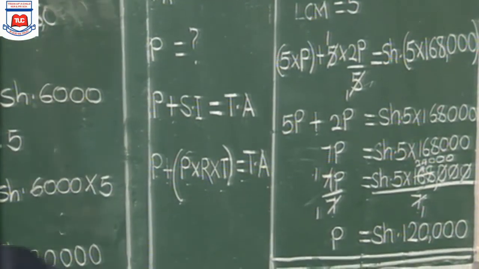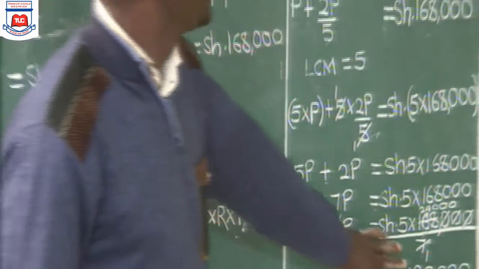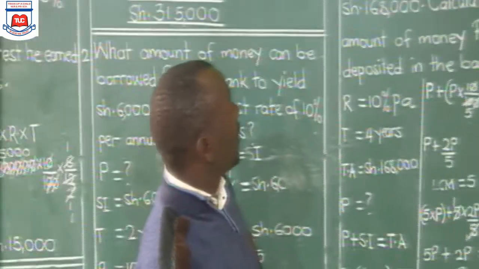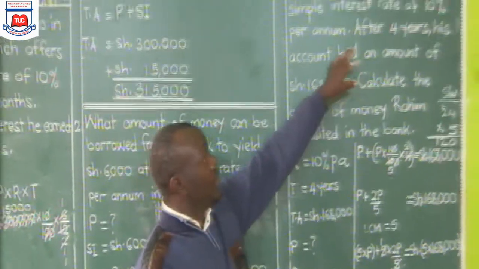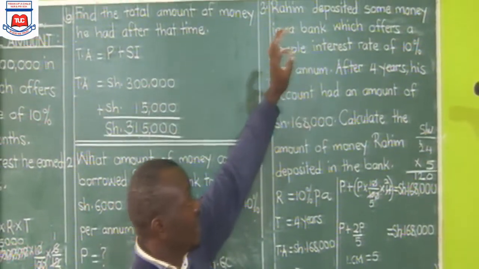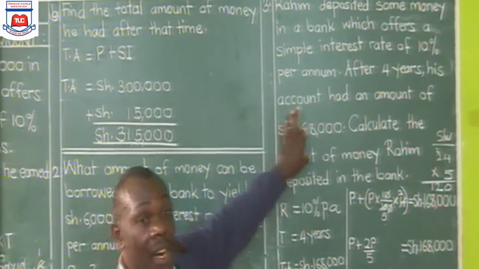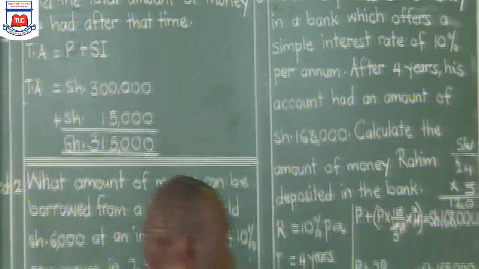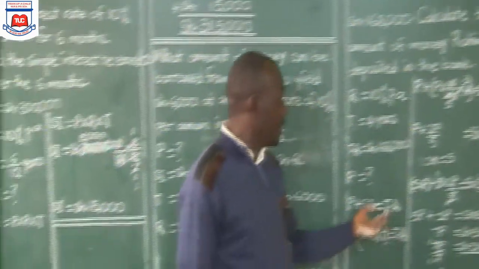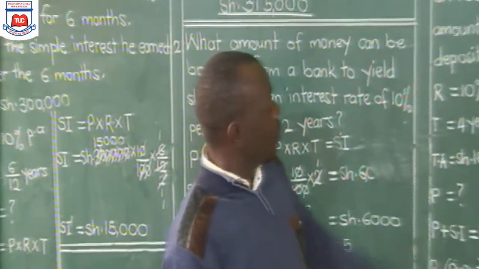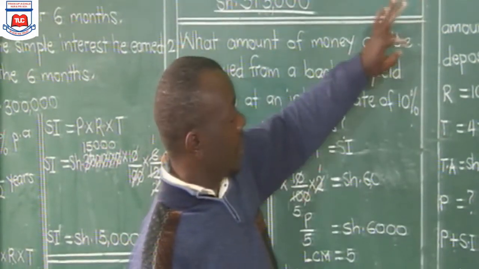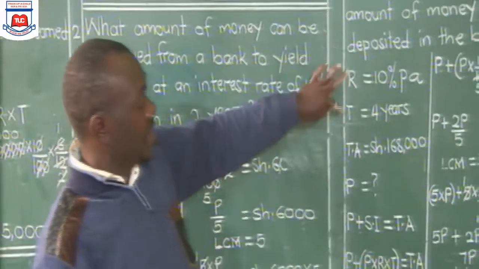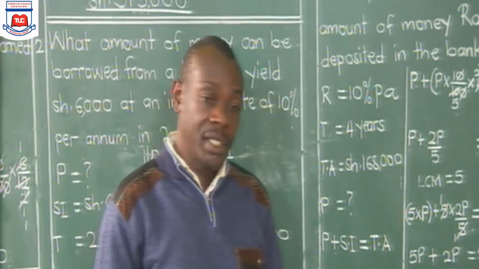Actually, this Rahim deposited 120,000 shillings in that bank at that rate of interest, which is 10%. And in 4 years, his account had a total amount of 168,000 shillings. So that's how one gets the principal given the rate of interest, time, and total amount.